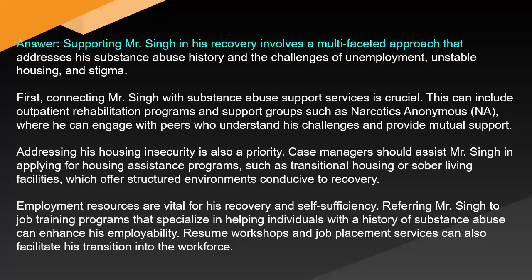Answer: supporting Mr. Singh in his recovery involves a multifaceted approach that addresses his substance abuse history and the challenges of unemployment, unstable housing, and stigma. First, connecting Mr. Singh with substance abuse support services is crucial. This can include outpatient rehabilitation programs and support groups such as Narcotics Anonymous, where he can engage with peers who understand his challenges and provide mutual support.